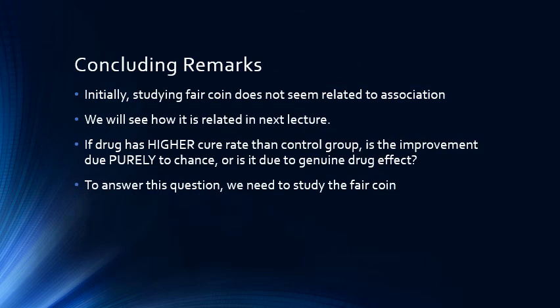So to conclude this lecture, we note that studying a fair coin doesn't seem very closely related to association. We will see the relationship in the next lecture. Basically, if a drug gives you a higher rate, for example, in the control group, which doesn't receive any treatment, the cure rate is 50%. But in the treatment group, the cure rate is 60%. So 60% is higher than 50%.